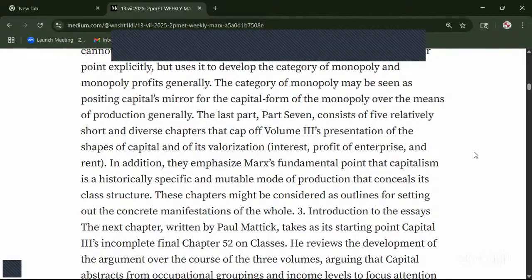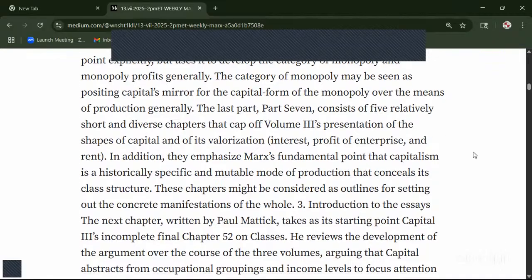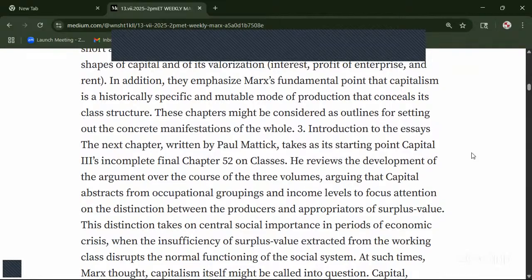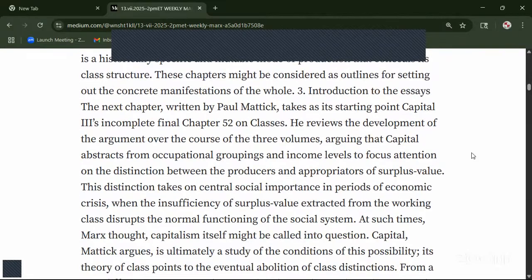The next chapter, written by Paul Maddock, takes as its starting point Capital Volume 3's incomplete final chapter 52 on classes. He reviews the development of the argument over the course of the 3 volumes, arguing that capital abstracts from occupational groupings and income levels to focus attention on the distinction between the producers and appropriators of surplus value. This distinction takes on central social importance in periods of economic crisis, when the insufficiency of surplus value extracted from the working class disrupts the normal functioning of the social system.